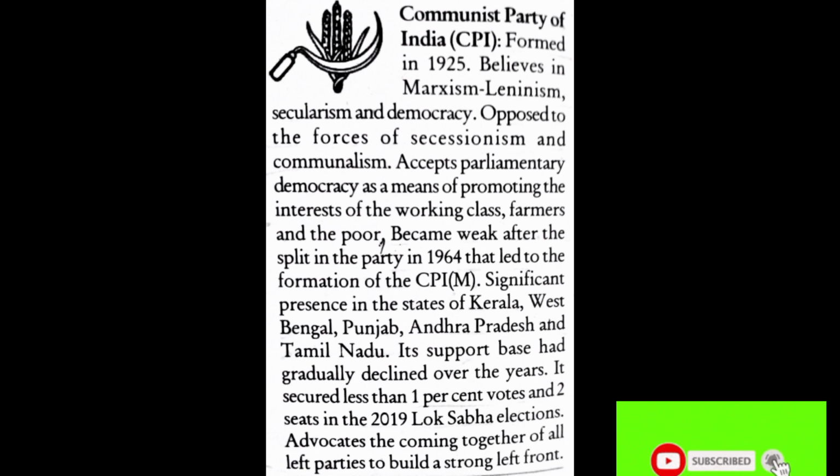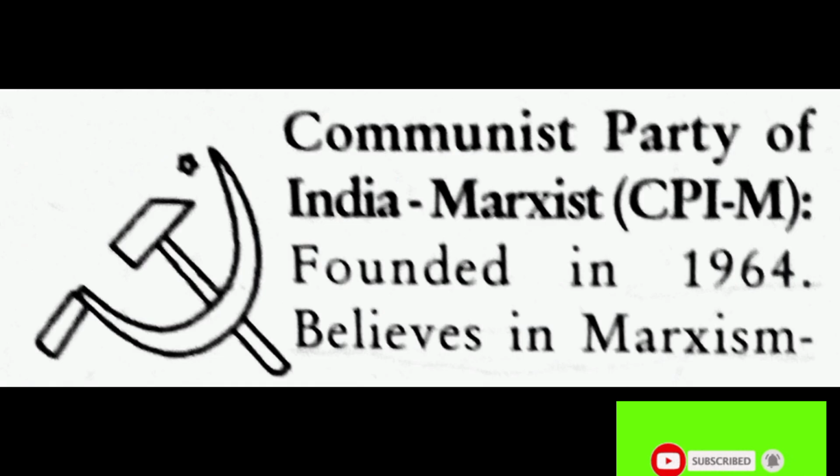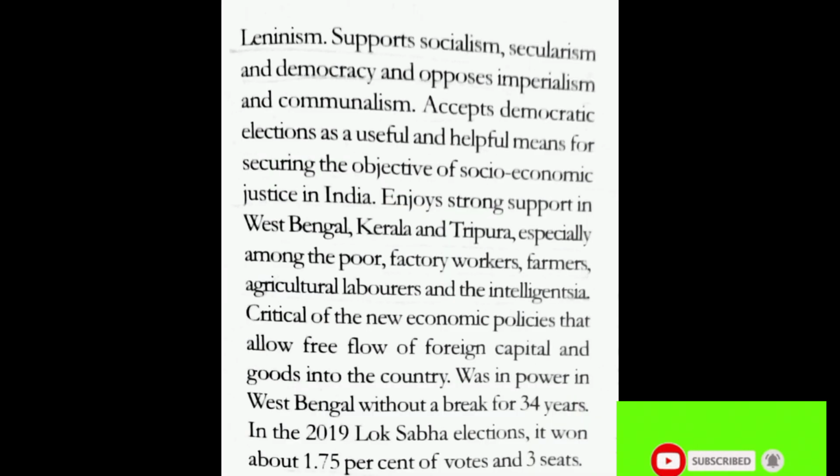Next, Communist Party of India (CPI), formed in 1925, believes in Marxism and Leninism, secularism and democracy, and is opposed to the forces of secessionism and communalism. Next, Communist Party of India, Marxist, CPIM, founded in 1964, believes in Marxism and Leninism, supports socialism, secularism, and democracy, and opposes imperialism and communalism.